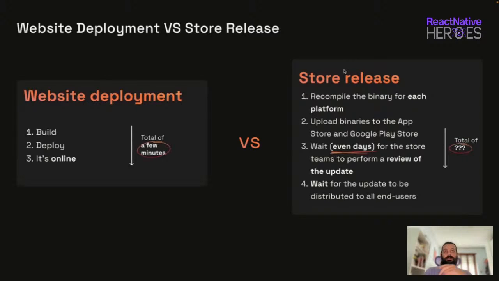and later waiting even days for the store teams to perform a review of the update, hoping that it will not be rejected because of some hidden point in the policies. And lastly, waiting for the update to be distributed to all end users. Could be trivial, this part, but it's not sure that an update available on the store is immediately downloaded by the user, because the user may have set automatic downloads only when connected to Wi-Fi networks.